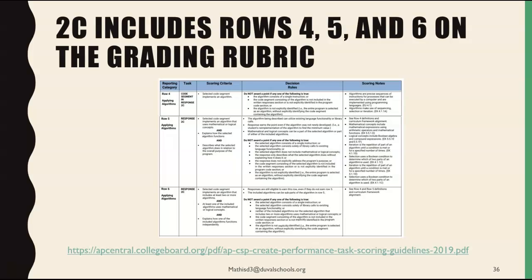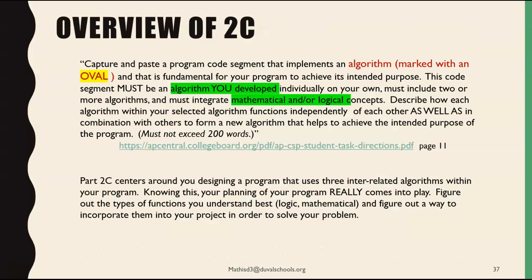So you're going to have row 4, row 5, and row 6, and all have to deal with applying algorithms. So please understand, the biggest thing you need to know is row 6 is the most involved. But if you do a really good job in row 6, it actually accommodates 4 and 5. So if you just concentrate on making sure you have all the stuff for row 6, 4 and 5 will fall by the wayside and you'll get the points. So let's go over what 2C is all about.